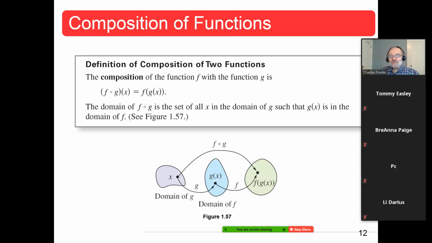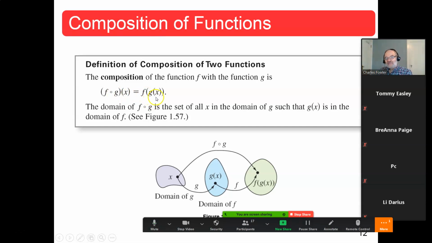Okay, so here's your definition of the composition of two functions. The composition of the function f with the function g is the composition of f with g of x, which would be f of g of x. f of g of x.